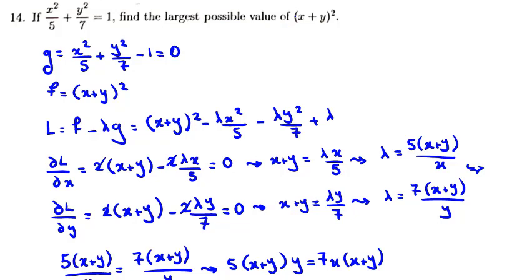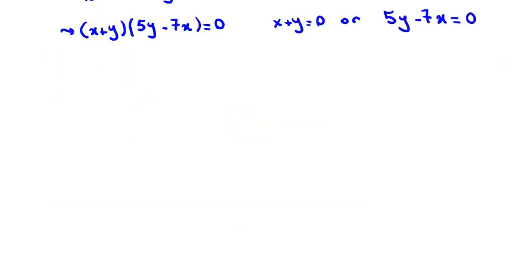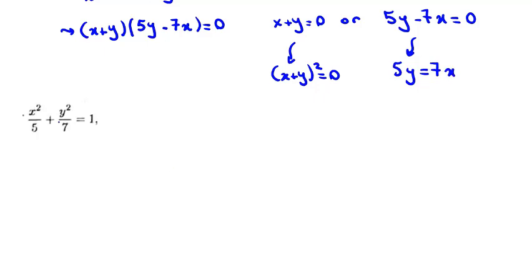In this one, (x plus y) squared equals 0, but we don't need to check whether it satisfies or not. In the other case, we will find something greater than this. So at first we check both of them. In this case, 5y equals 7x. Okay, we had this condition.